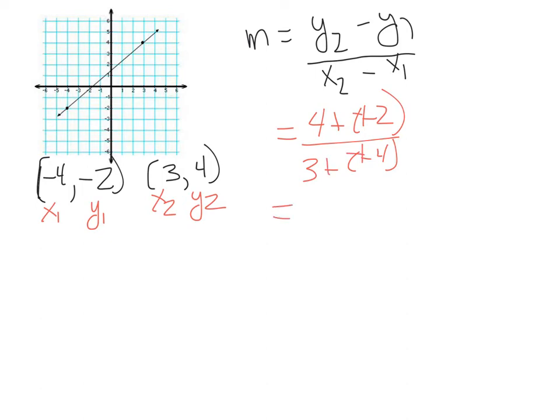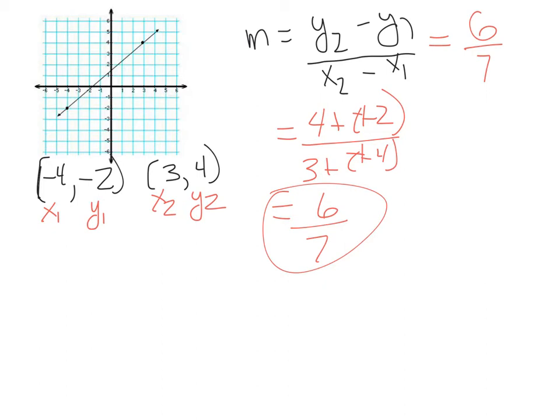So 4 plus 2 gives us 6. 3 plus 4 gives us 7. That's our slope, a positive 6/7, which we knew it would be positive. We just needed to work it out.